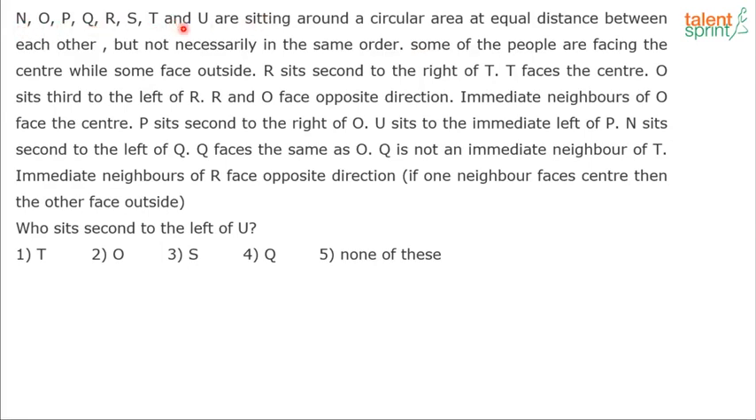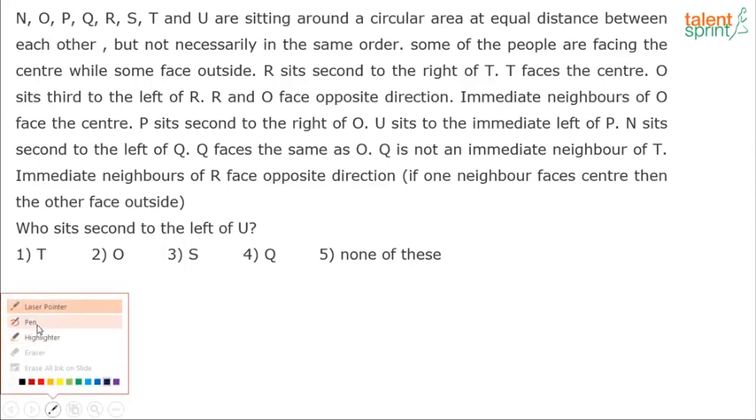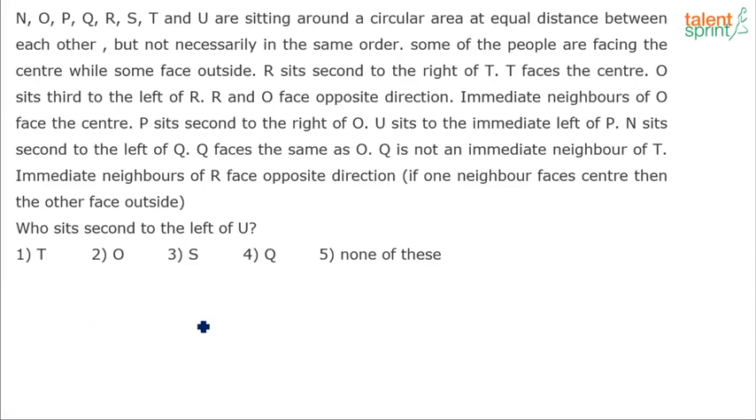Out of these 8 persons who are sitting around a circular table, some are facing the center while others face outside. And from the next point onwards, we have been given a lot of clues here. R sits second to the right of T, T faces the center and so on. So let's try it out. It's going to be a little different than a regular arrangement because we have both inward and outward facing persons. So you have to be careful when you're doing the arrangement there, right?